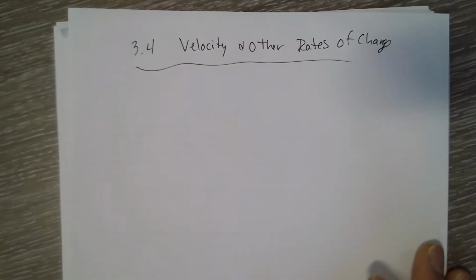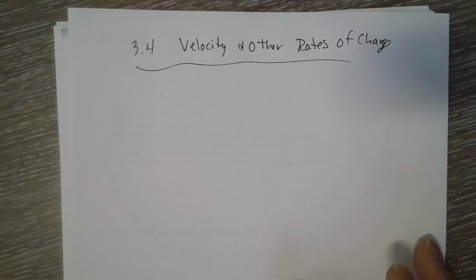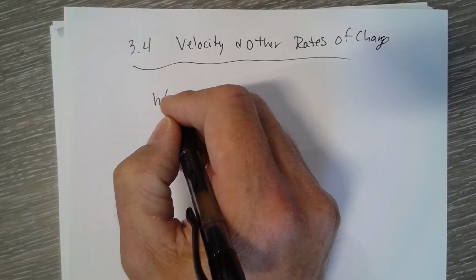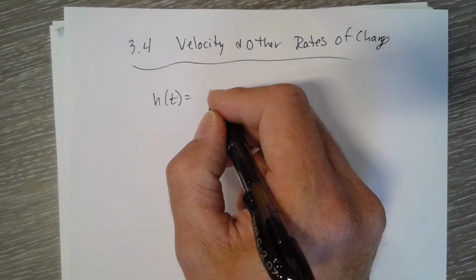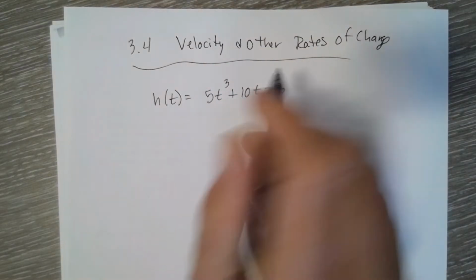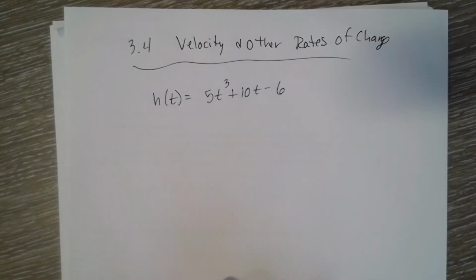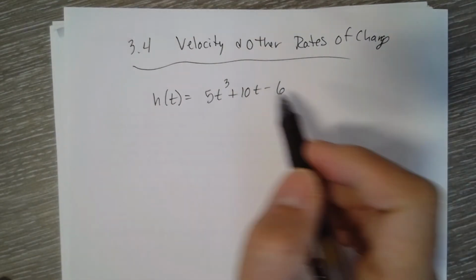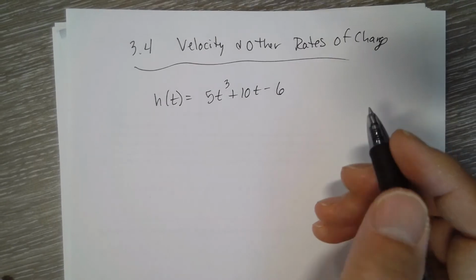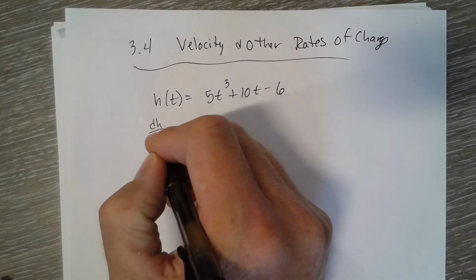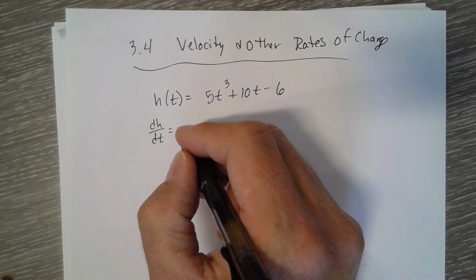Alright, so if I have a function that represents the height, let's say height with respect to time is 5t cubed plus 10t minus 6. If that's the height equation of an object, and I wanted to find the change in height, well, the change in height is the derivative of height, so it would be dh/dt, and we call that velocity.